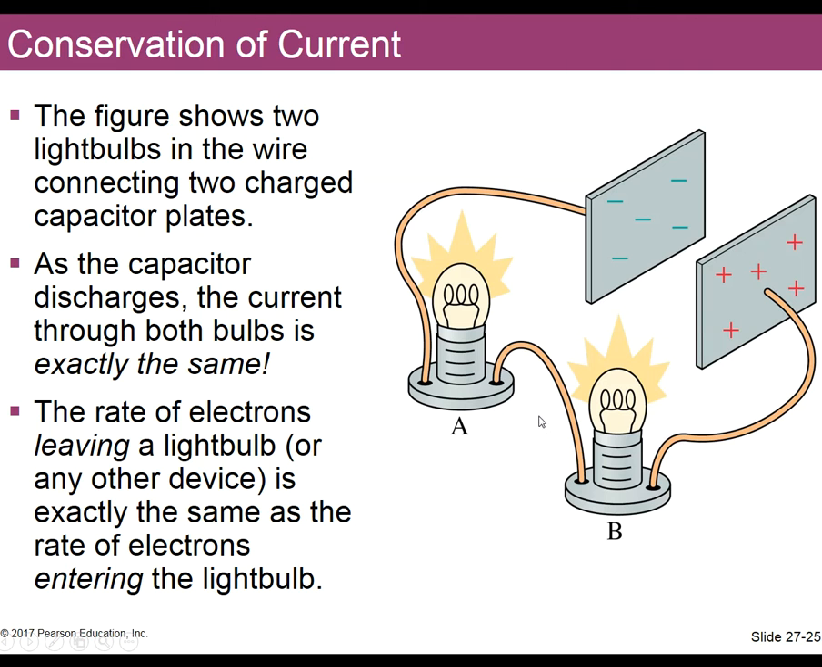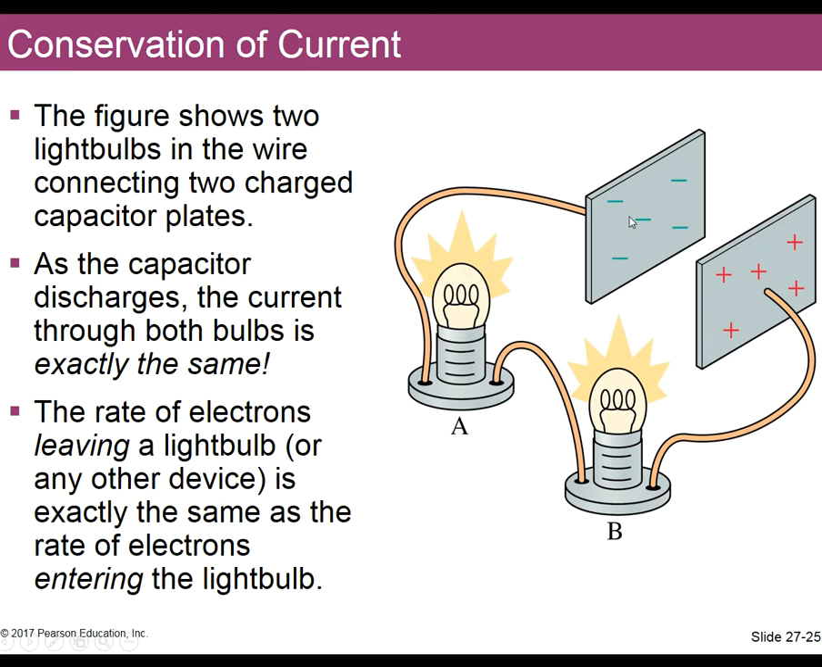Okay, I think we'll probably start to slow down here, and I might also work one additional problem. These 2 light bulbs in the wire are connected to 2 charged capacitor plates. As the capacitor discharges, the current through both bulbs is exactly the same. This is something we've seen in the lab: the current that goes through light bulb A is the same as the current that goes through light bulb B. In other words, the rate of electrons leaving a light bulb is exactly the same as the rate of electrons entering the light bulb.